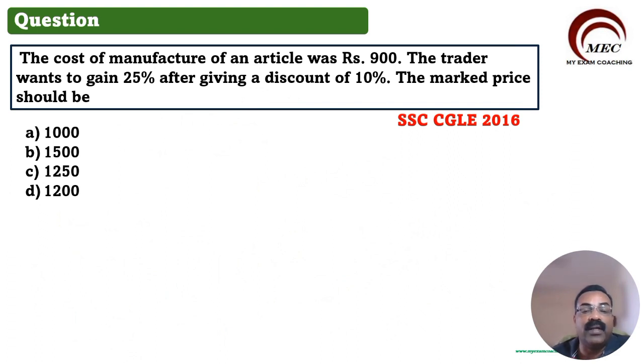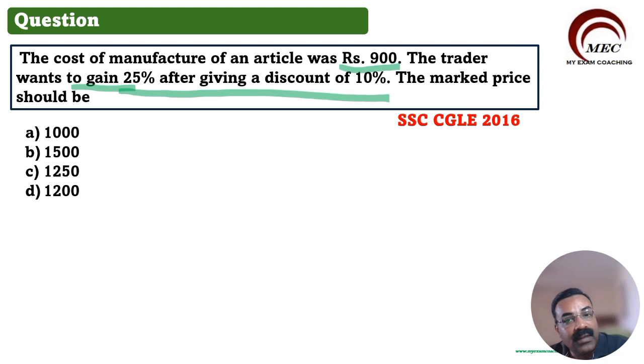So here is your next question. The cost of manufacture of an article is rupees 900. The trader wants to gain 25% after giving a discount of 10%. 25% gain, 25% profit he wants after giving a discount of 10%. So what should the market price be?